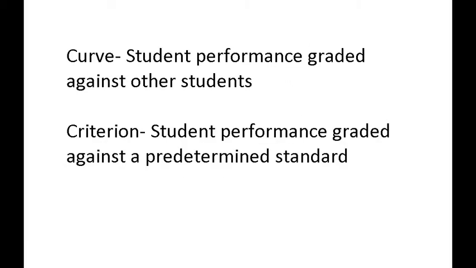In regards to evaluation, there are two main ways of assigning grades. The first one is grading against the curve. This compares students' performances versus the performances of other students. The second is grading to a criterion. This simply decides whether a student has reached a certain level of mastery or has reached a certain standard.